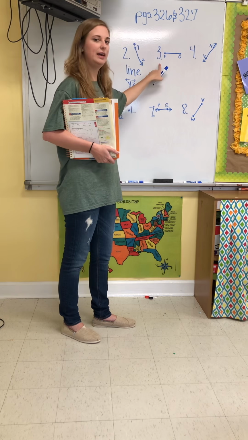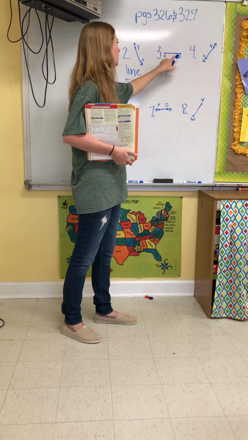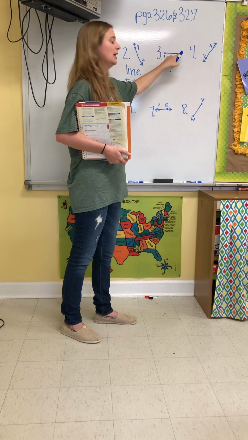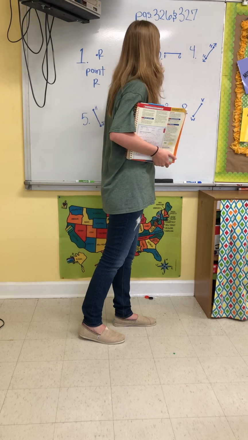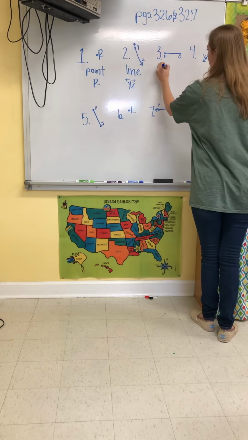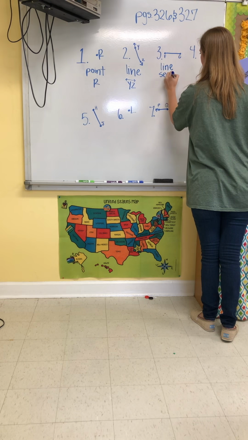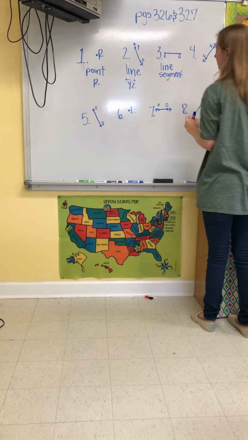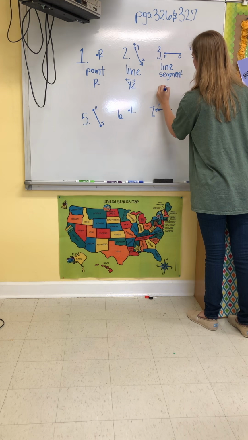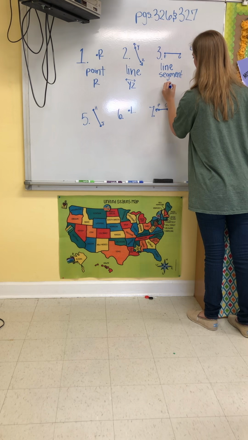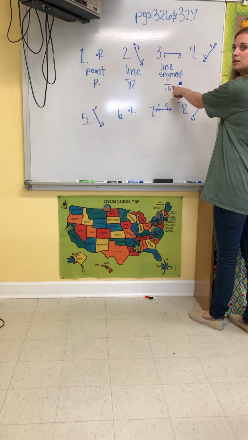Alright, number three, I know it is a line segment because it just has the 2 points at the end, so that lets me know that it doesn't go any farther than these 2 points. So this would be a line segment. And the way I would use a symbol for that is I'm just going to write my letters down, and then I'm just going to draw one line across. I don't need any dots and I don't need any arrows since it's a line segment.